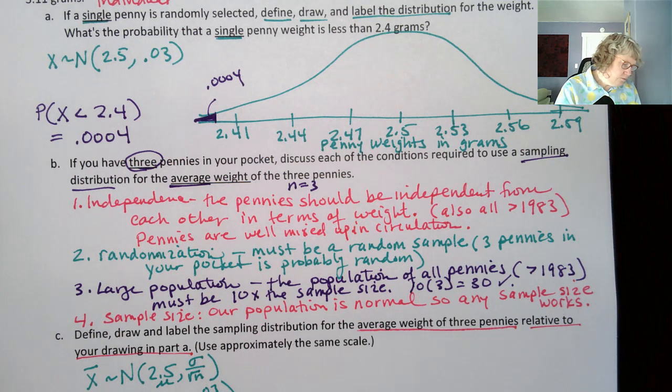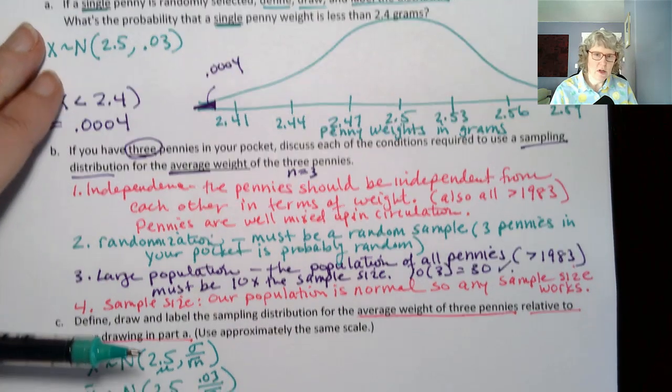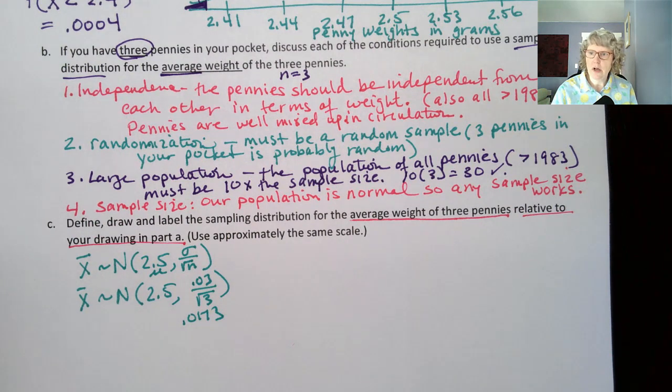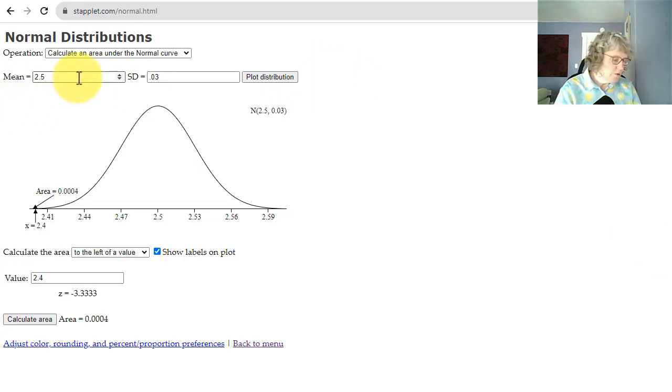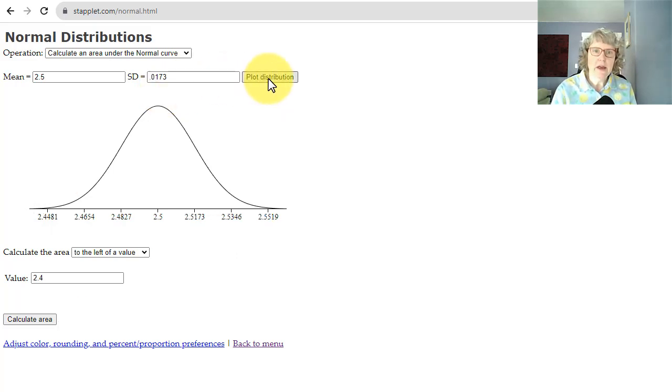Okay, so let me go ahead and put it into Staplet to do the math for us. So this is great if you're doing a question like this and it has an individual and then a mean, probability for a mean. We can keep our mean the same, right? And then we just change this to our new smaller standard deviation, 0.0173. Voila, and we have it. And so now I can see mean is still the same, 2.5. It's going down to 2.44, and it's going up to roughly 2.55.